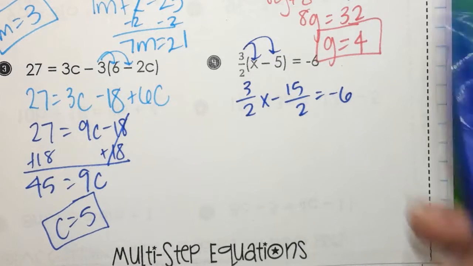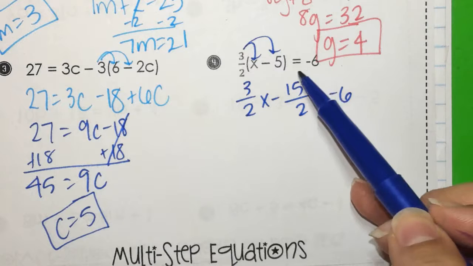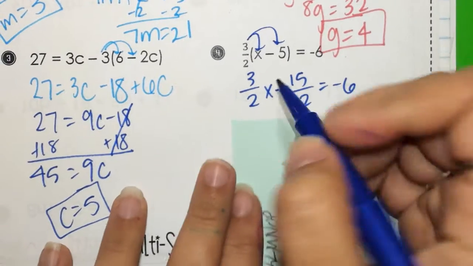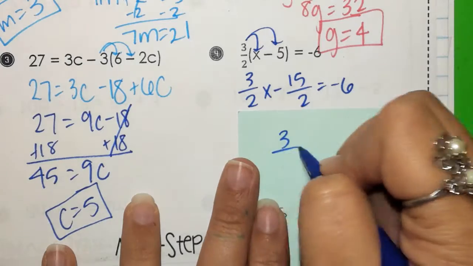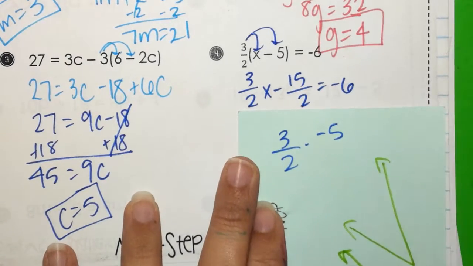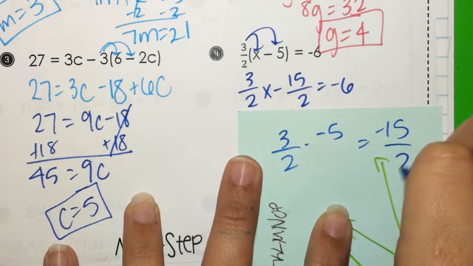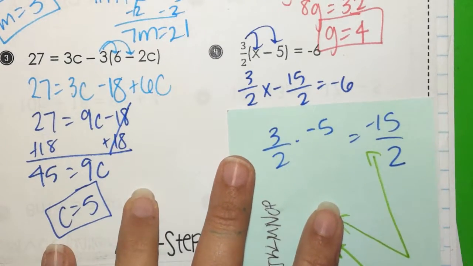Now, let's talk about why this turned into 15 halves. It's 3 halves times negative 5. You multiply the numerators. That gives you negative 15 halves. It's not magic, it's math.